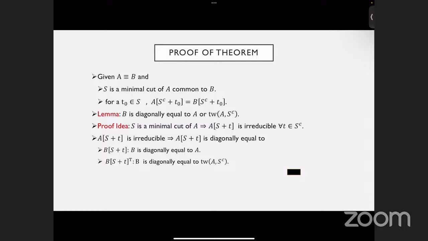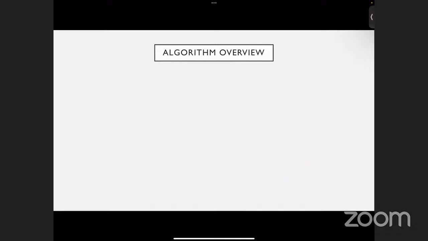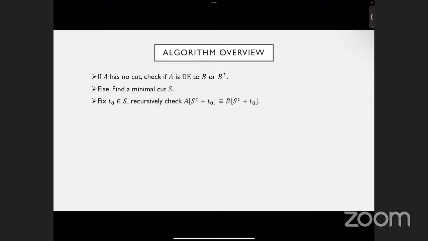So now in the next slide, I will combine all these ideas and give the overview of our algorithm. So first, we will check if A has a cut or not. If A does not have a cut, then we just have to check whether A is diagonally equal to B or B transpose. Otherwise, we will find a minimal cut S in A. Then we fix some index T0 in set S and recursively check for the principal minor equivalence for the submatrices of A and B corresponding to set S complement plus T0.